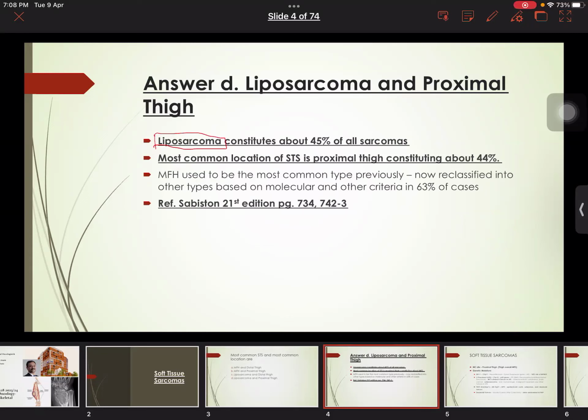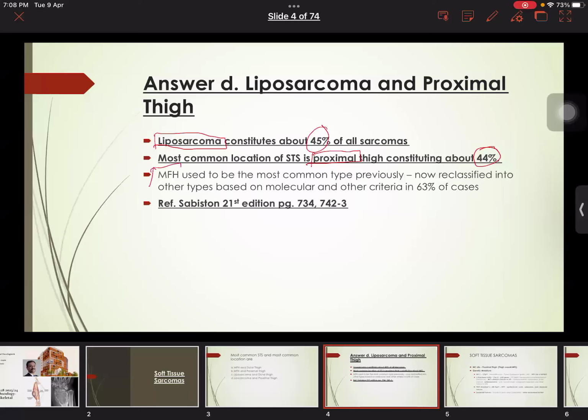Don't get it wrong, my friends. It's something that's coming up routinely in many of the examinations. The most common sarcoma currently is liposarcoma, constituting around 45% of the tumors. And again, the most common location is going to be the proximal thigh, that is the upper part of the thigh. That also is around 40-45%. So the liposarcoma of the upper thigh is the most common location and the most common sarcoma that you have.